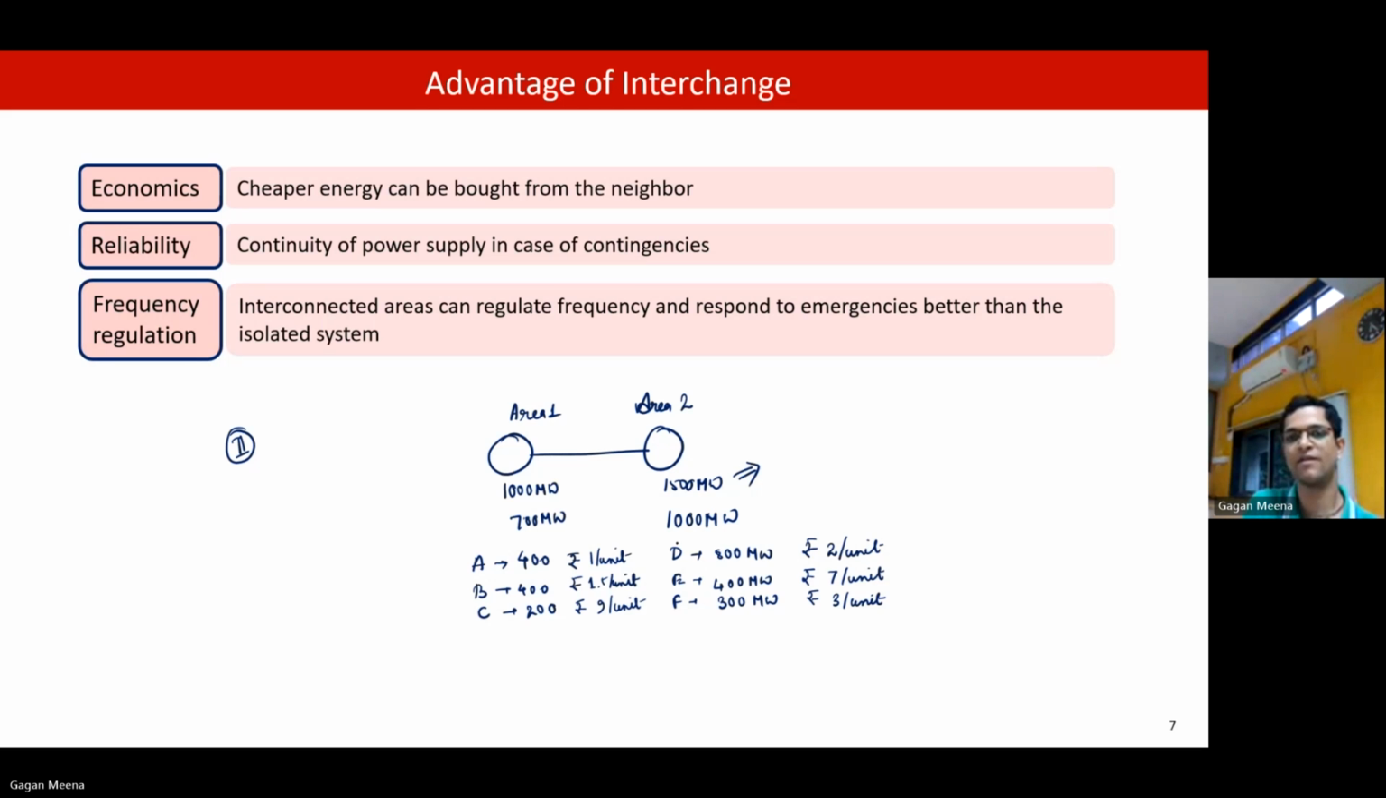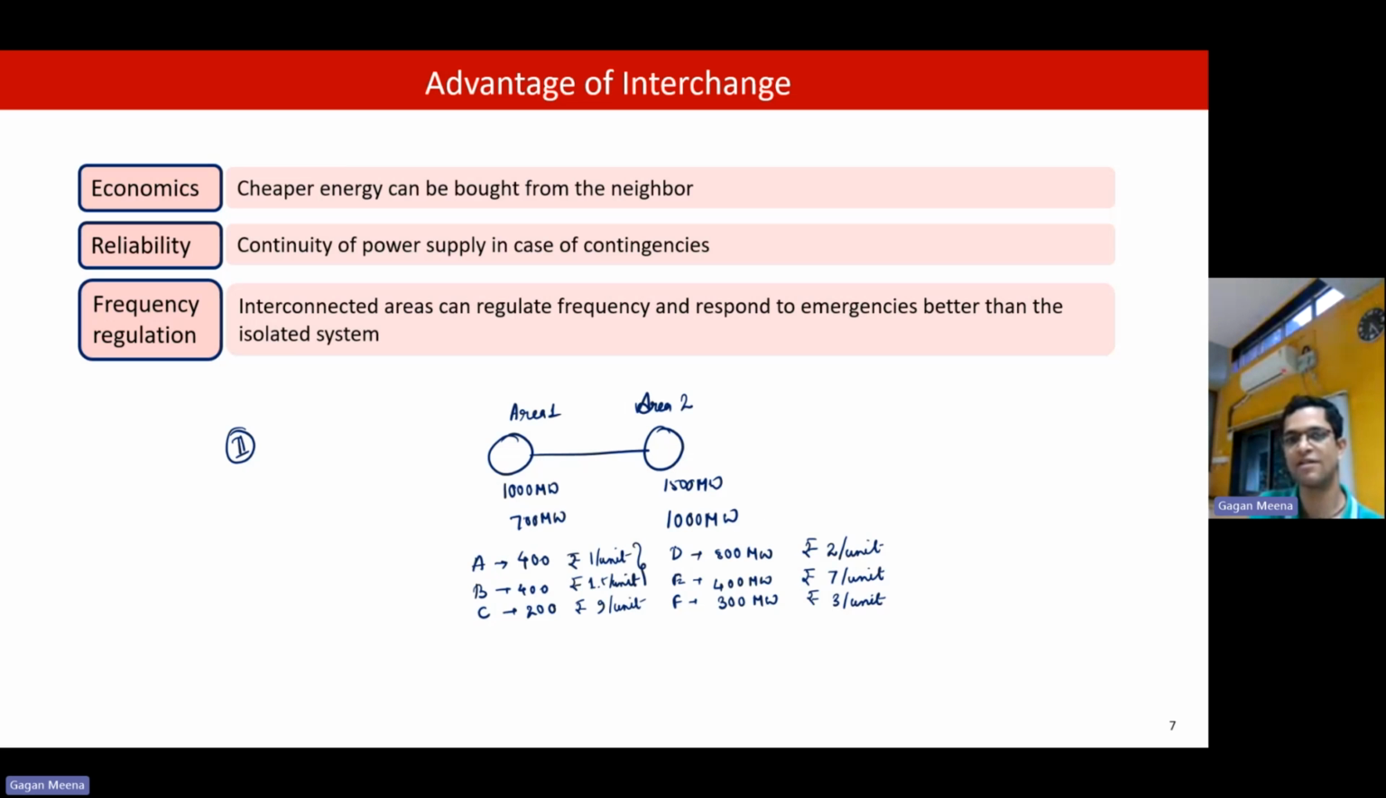Now we can see here the generation is sufficient for area 1 to meet its demand. Similarly for area 2 also. However, the generators available in area 2 are costlier as compared to generators available in area 1. Now, in area 1, there are two generators A and B which together can supply 800 megawatt, and the demand is only 700 megawatt. Still, 100 megawatt is available.